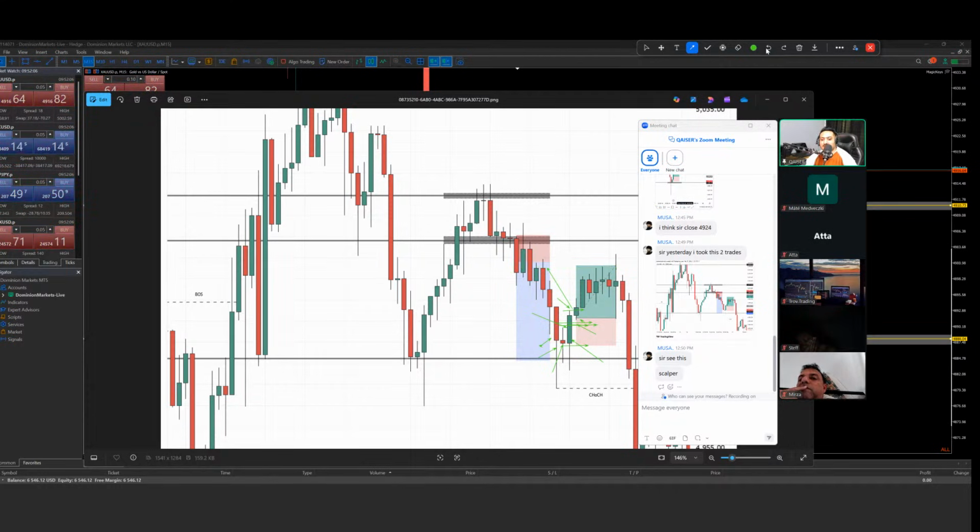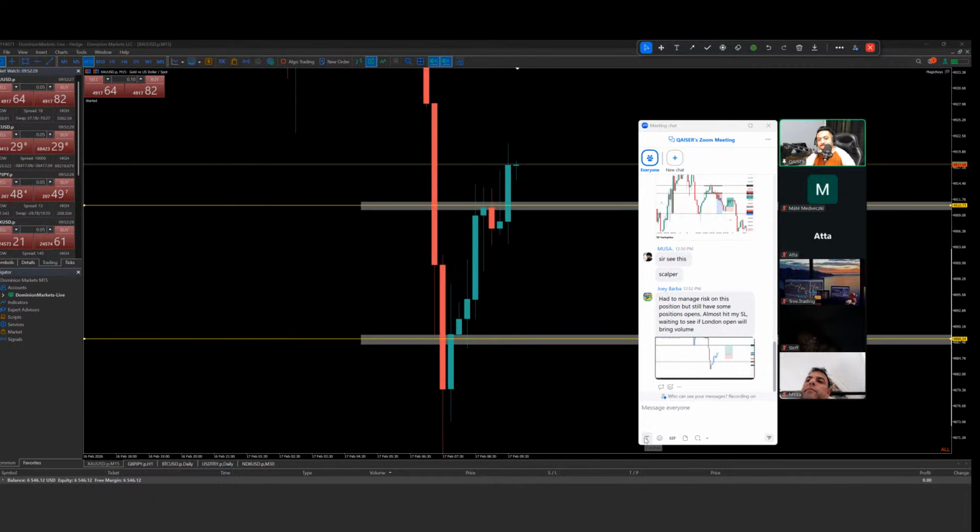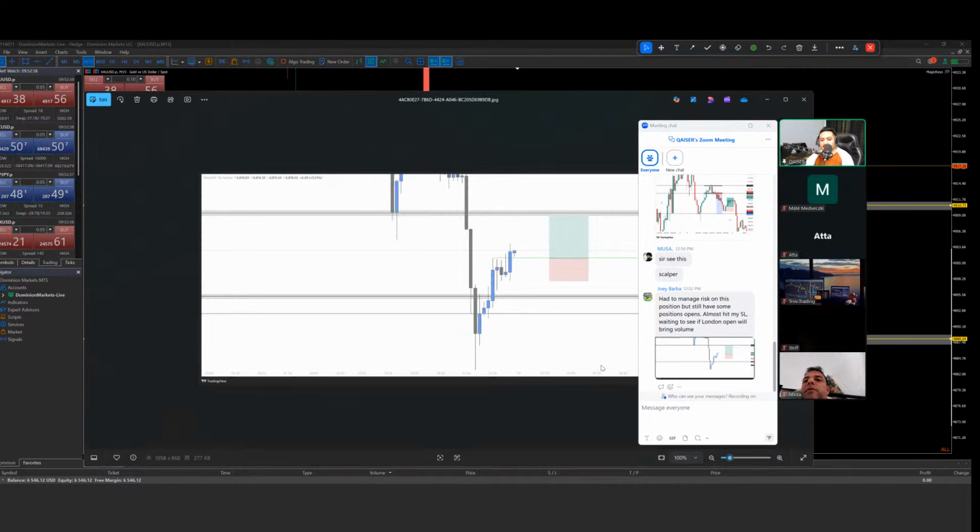Try to mark down your chart with proper notes actually. Like number one, I did what you saw here. Number two, number three, something like that. Point out your thought process there. Had to manage risk on this position, but still have some position open. Almost hit my SL, waiting to see if London Open will bring volume.